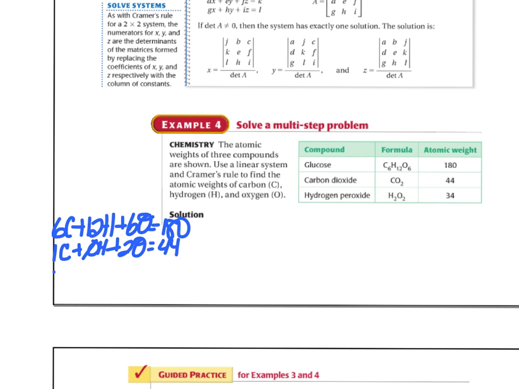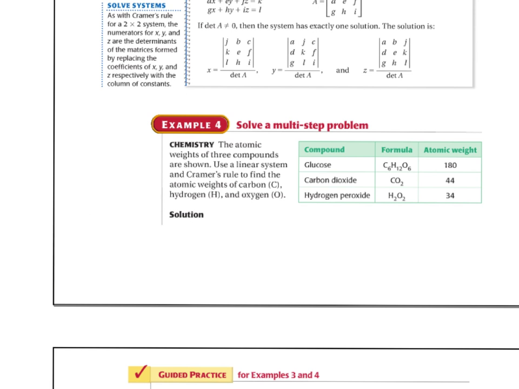You have no carbon atoms for hydrogen peroxide, but you do have 2 hydrogen and 2 oxygen, and that atomic weight is 34. And don't worry, you won't be tested on that part, but it makes a system of 3 equations and 3 unknowns. And so we will start by finding the determinant of that matrix.